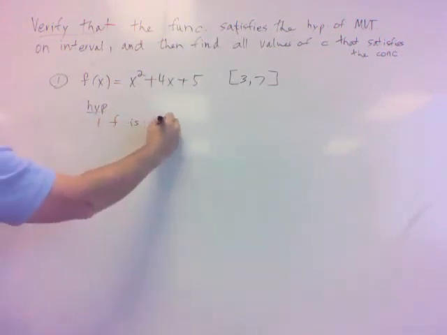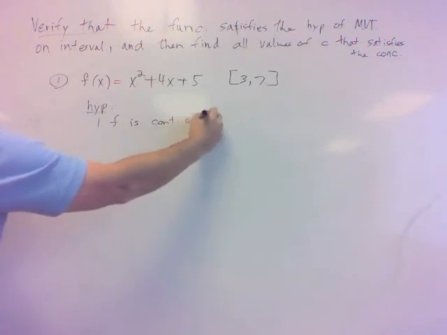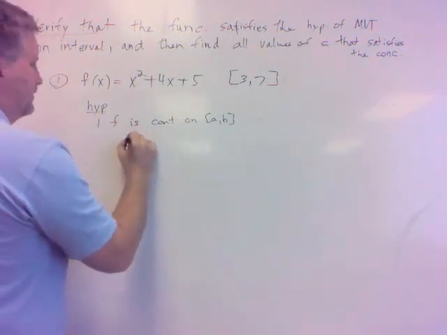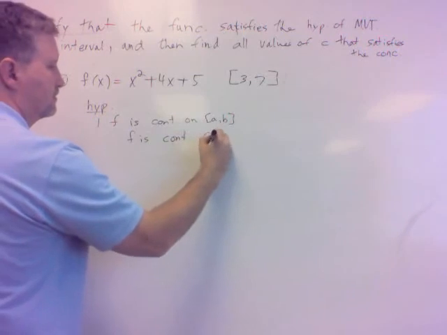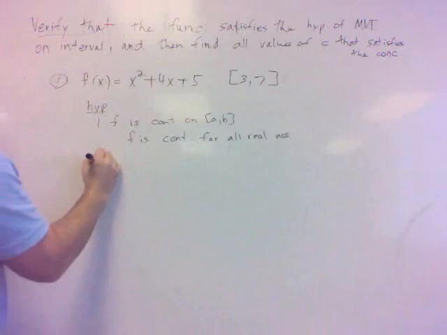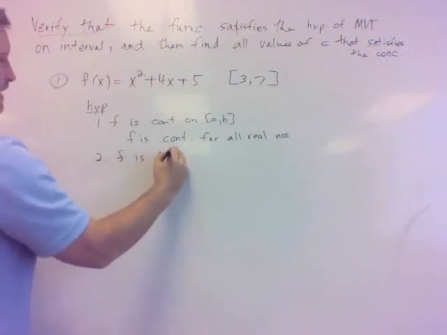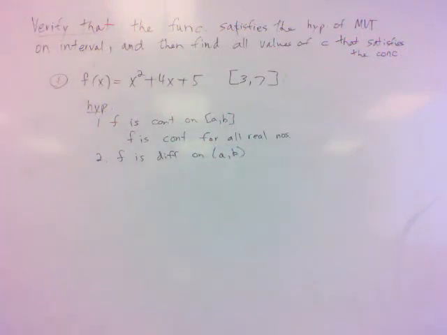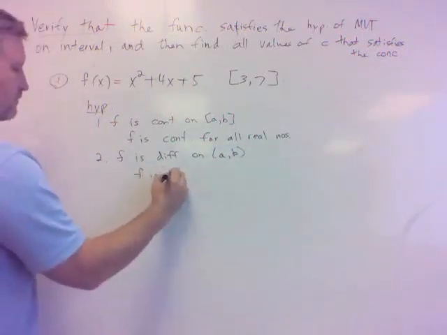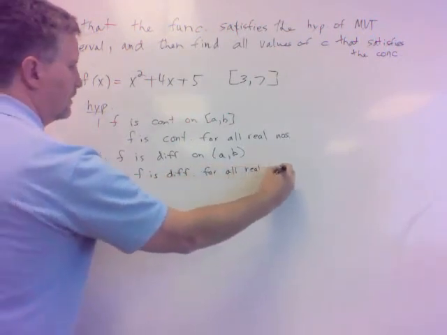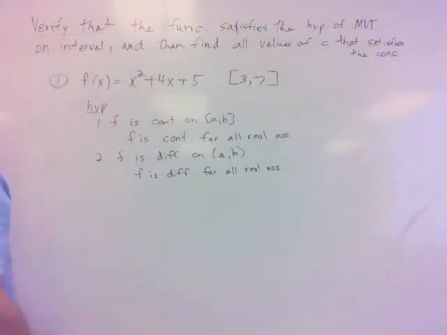F is continuous on A to B. Well, again, that's continuous everywhere. No problem, okay? So f is continuous for all real numbers. It's definitely continuous 3 to 7. All right, number two, f is differentiable on the open interval AB. Is that true? Same thing. F is differentiable everywhere for all real numbers. Okay, check, check. Hypotheses done.